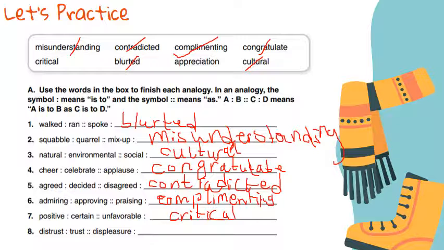Okay, and the last one, distrust, is to trust. When you distrust something, the opposite of it, you trust it. Whereas when you displeasure something, the opposite of it, you appreciate. Displeasure is for appreciation. Appreciation. So I think now the vocabulary words are explained clearly for you.